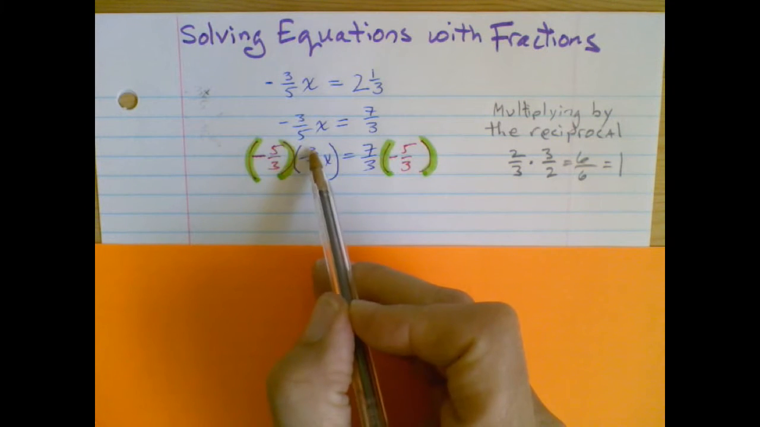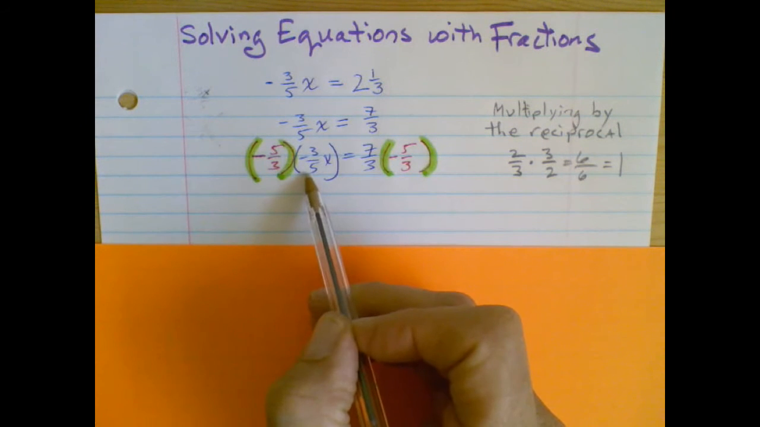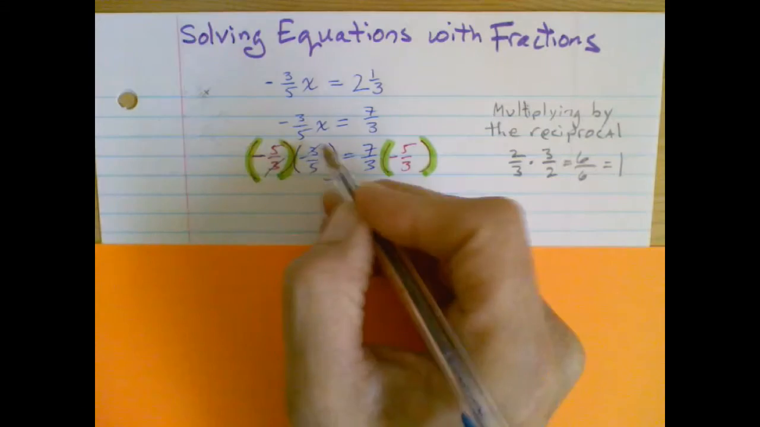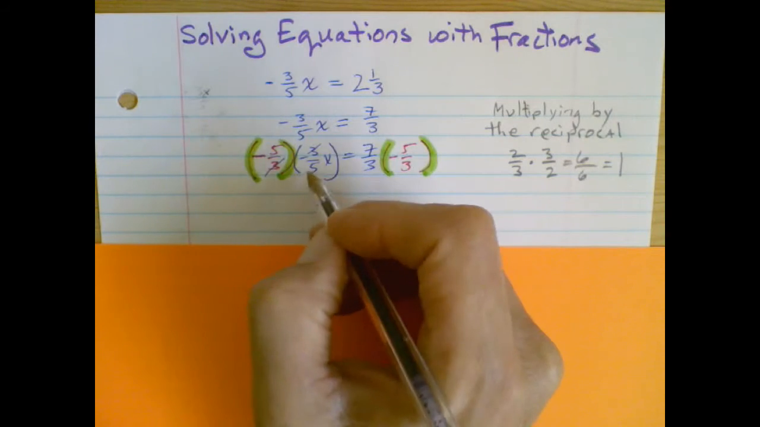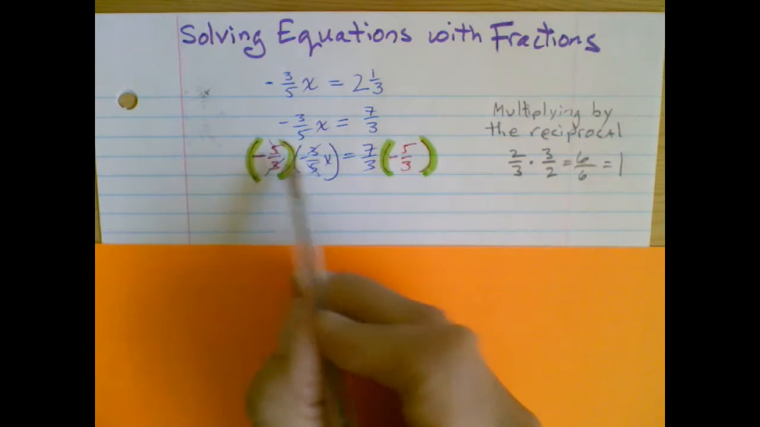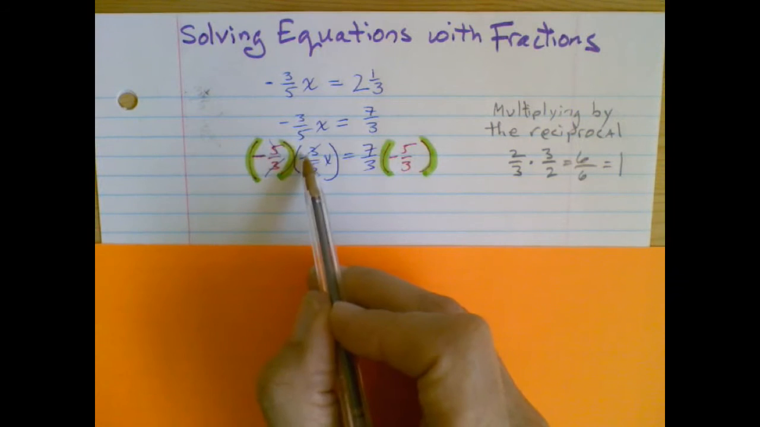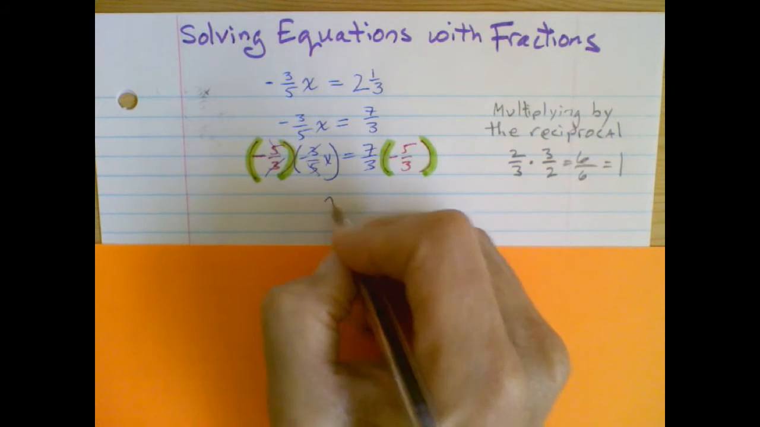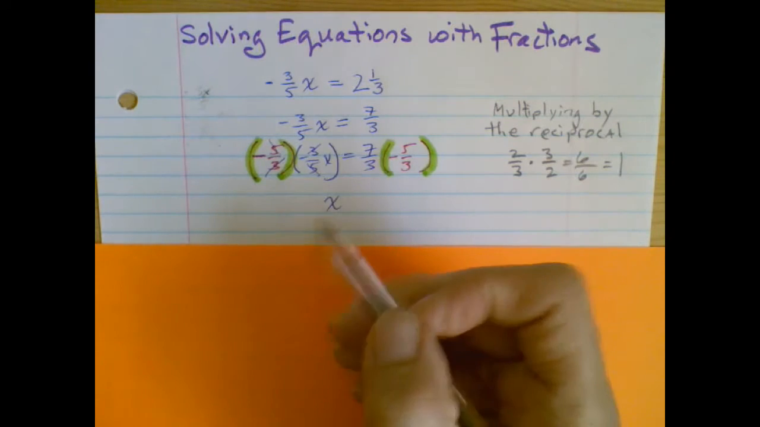5 times 3 is 15, and 3 times 5 is 15. But I can also see that the 3's will cancel, top and bottom, because my fractions are being multiplied, and my 5's are going to cancel. And I have a negative times a negative, which is a positive. The only thing that remains is the x. So there I go. Wasn't that nice?